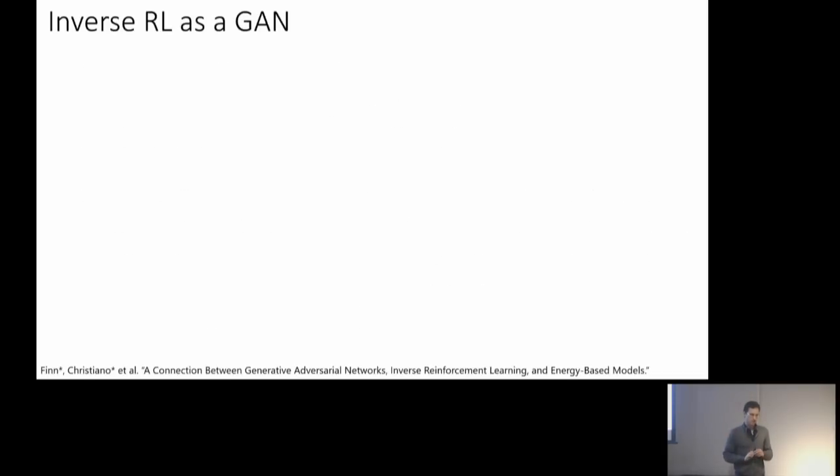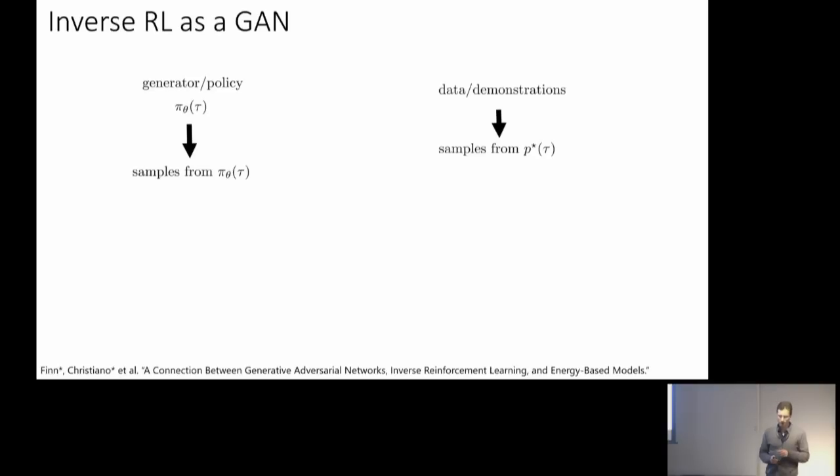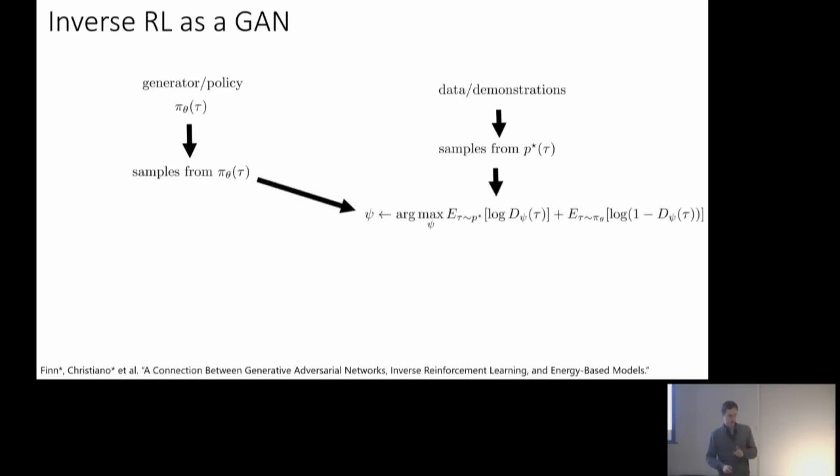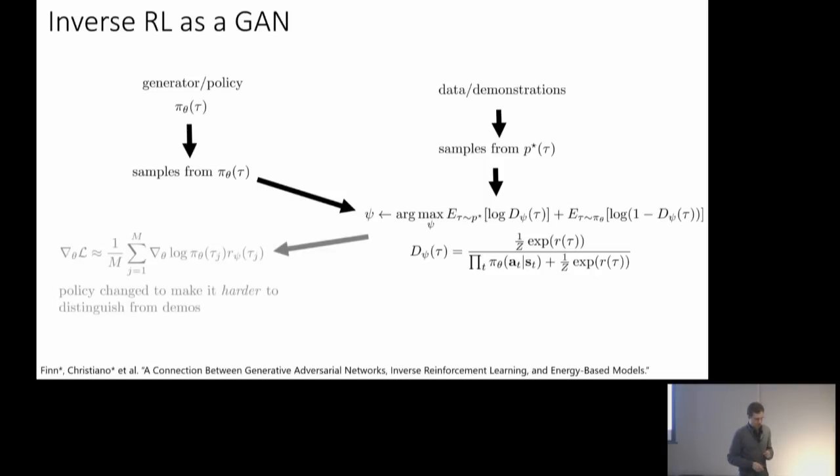So now what does the resulting algorithm look like? Well, it basically looks identical to the guided cost learning algorithm I showed before. You have your generator, the policy, and that's going to generate samples. You have your data or demonstrations from which you obtain some sample demonstrations. You're going to train psi with respect to this discriminator objective, using the special form of the discriminator that has the exponential reward on the top and pi plus the exponential reward on the bottom. And then, just like before, you're going to train your policy to try to make the reward look big.